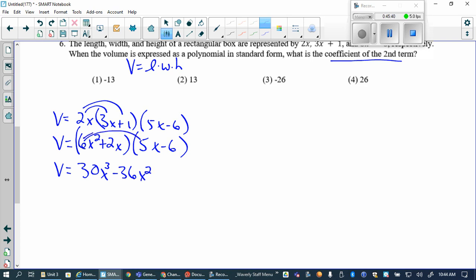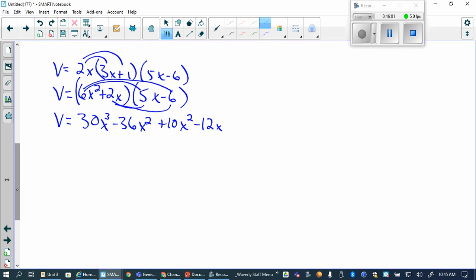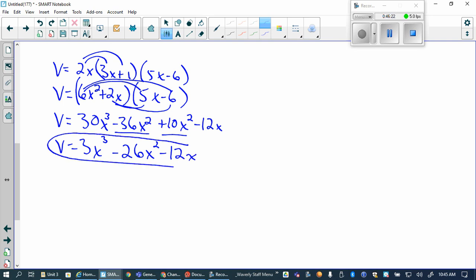We did that. And now we're going to do this one. So what do we get with the 2x distributing? Plus 10x squared minus 12x. And what terms can we combine in here? The negative 30x squared and 10x squared, so volume equals 30x to the third, what? Minus 26x squared minus 12x. So there's that, okay?